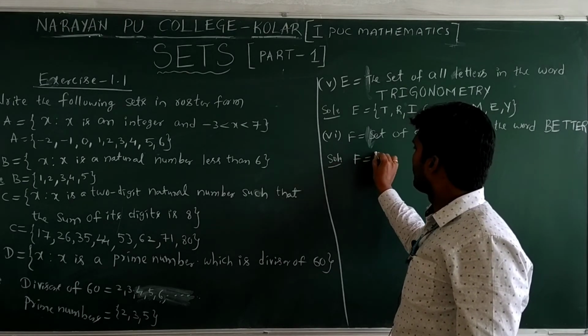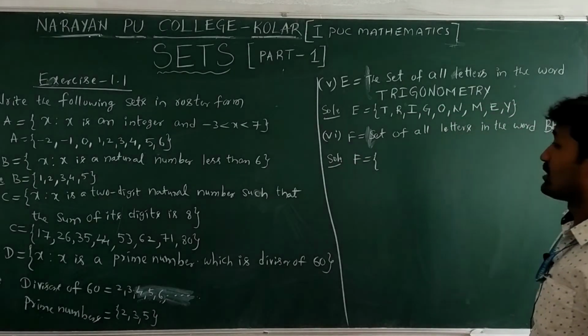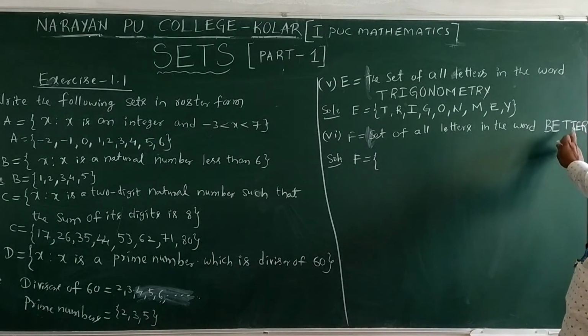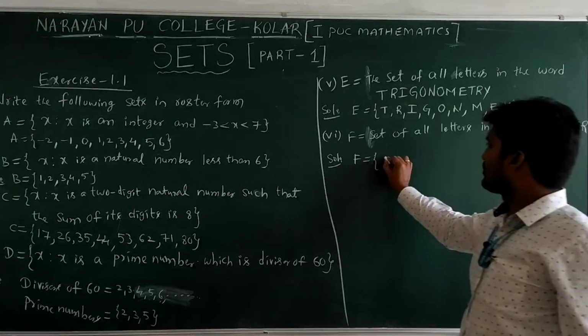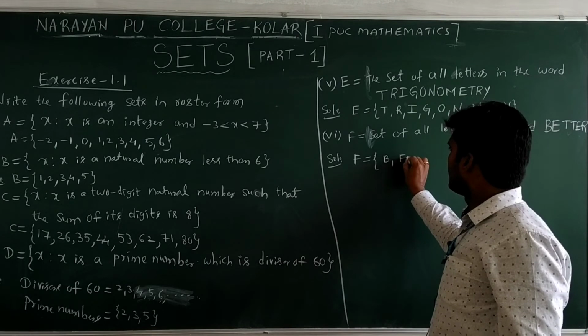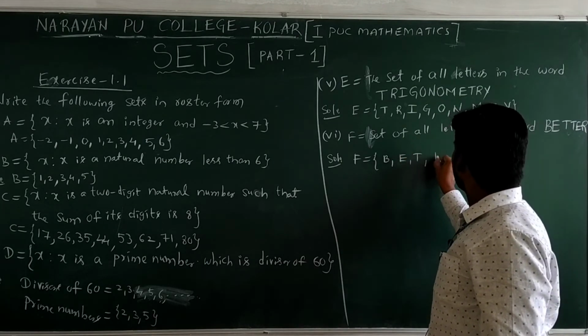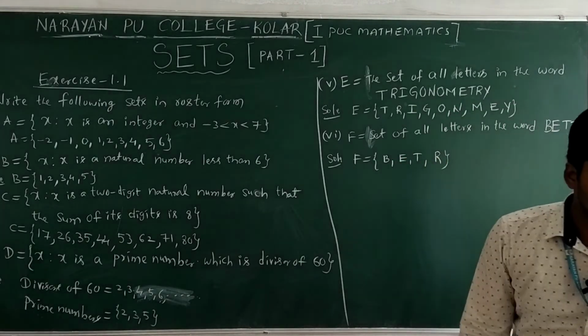Next, F. The set of all letters in the word better. Here also T is repeated and E is also repeated. One time is enough. B, E, T, R. Enough. Okay, no?